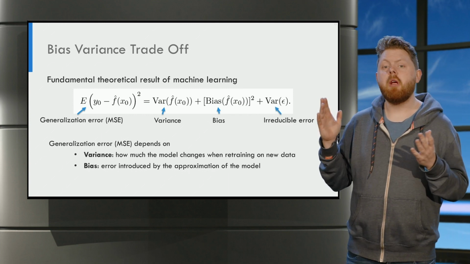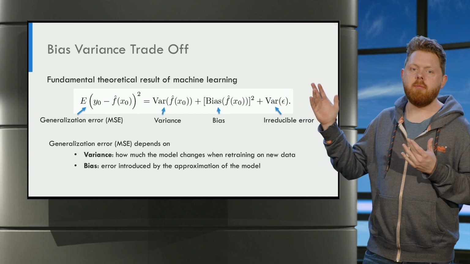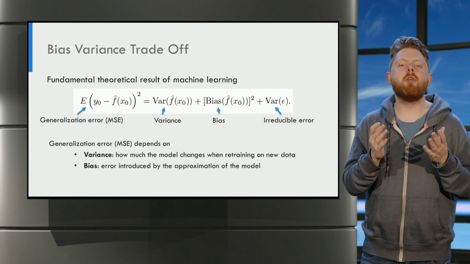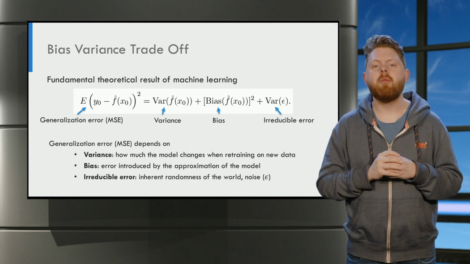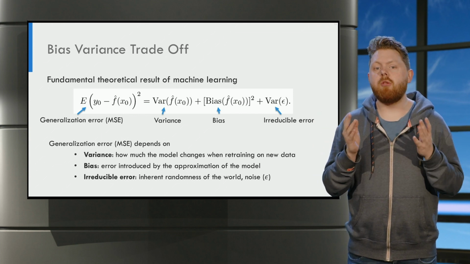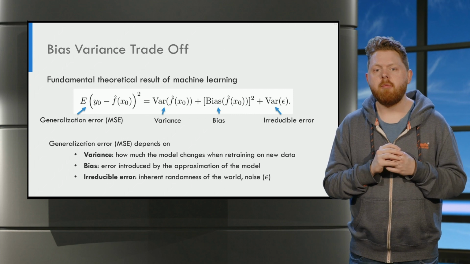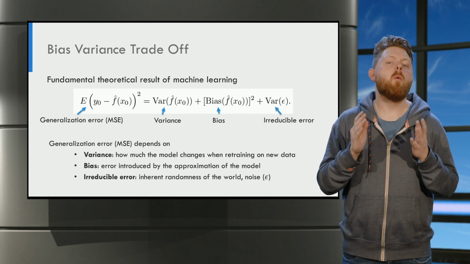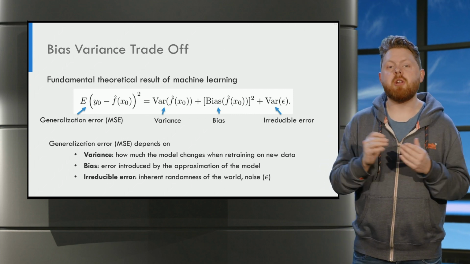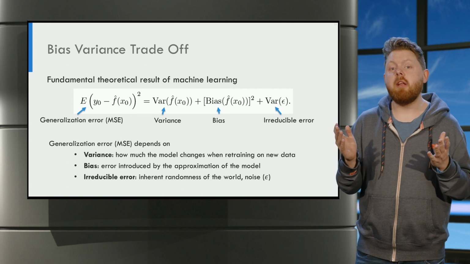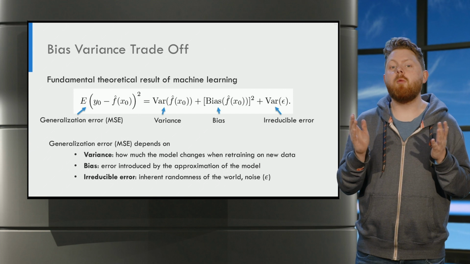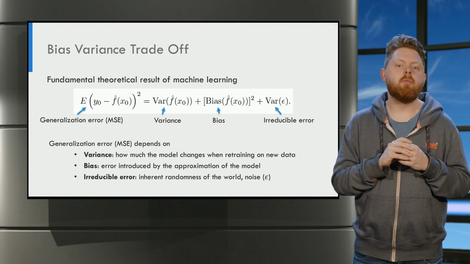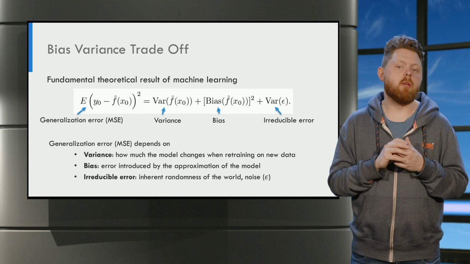The third term is the irreducible error. This is noise you can never get rid of, no matter what model you choose. It is inherent to the randomness of the world. Because of this noise, we cannot make a perfect prediction. It could be related to noise in your features, or it can account for things we may not even have measured, or that we do not know about.